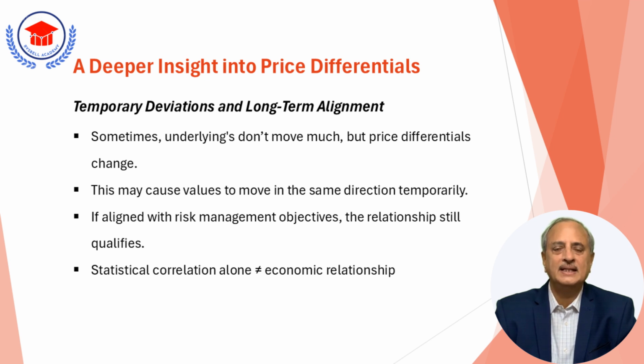Ultimately, an economic hedging relationship is about ensuring that the hedging instrument and the hedged item are tied to the same risk in a way that makes the hedge effective.